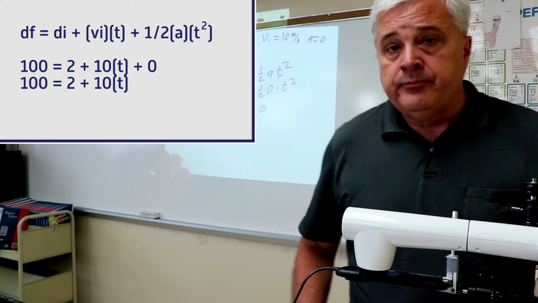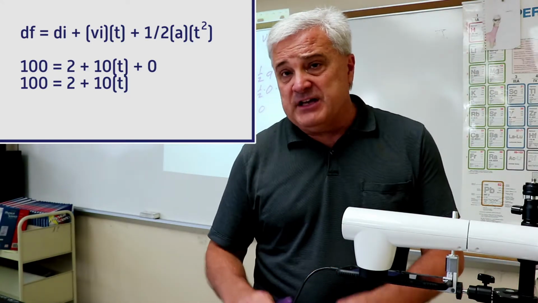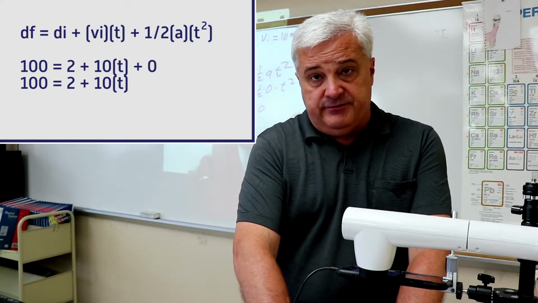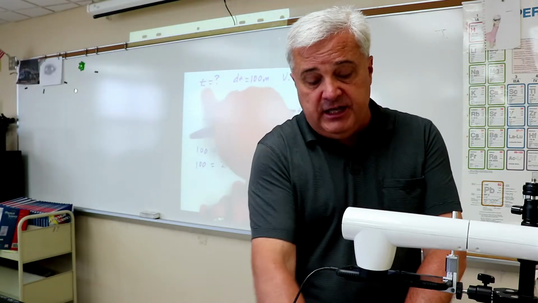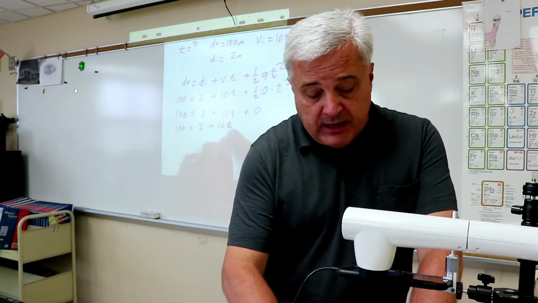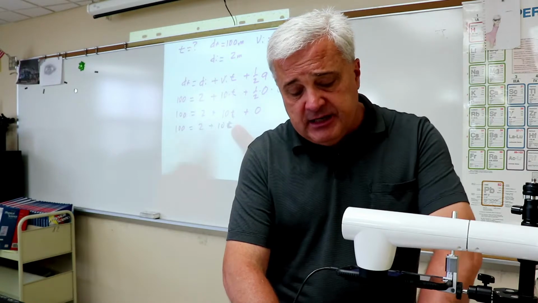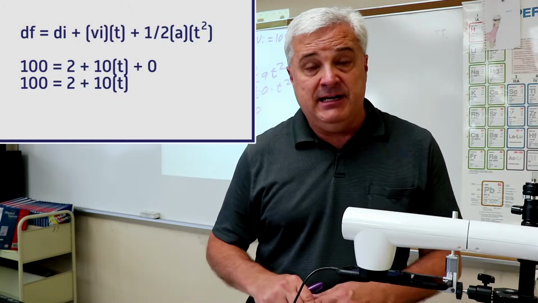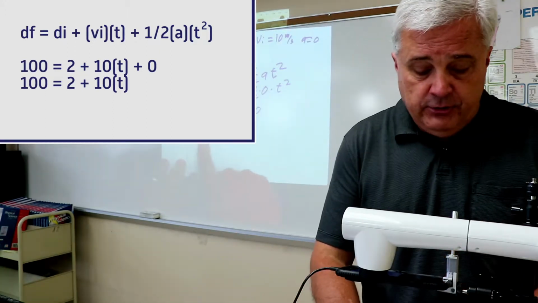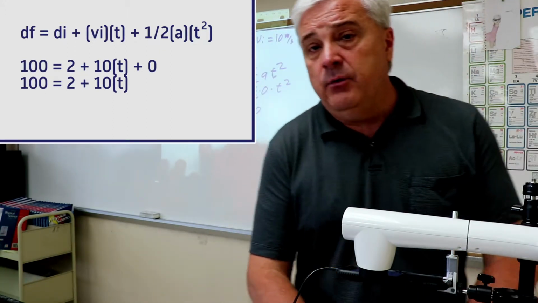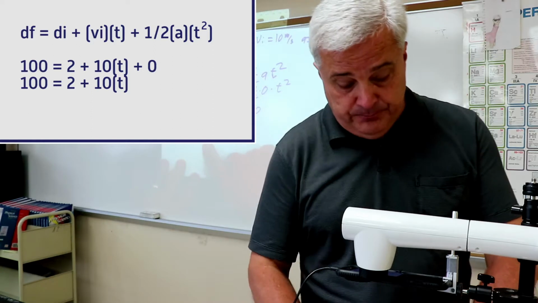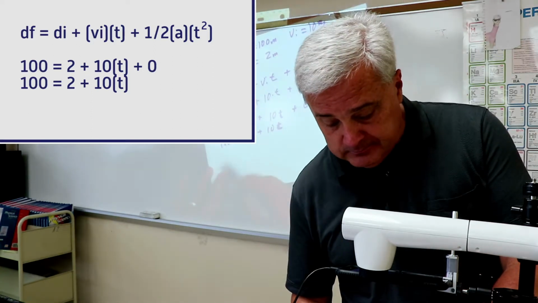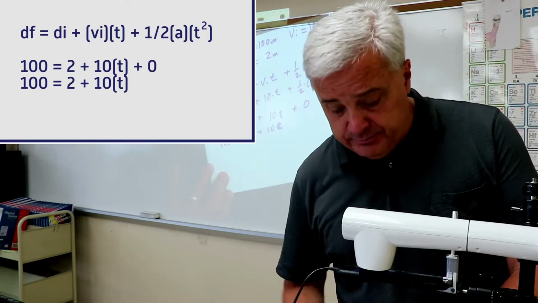Now, if I want to simplify this, I've got to get the T by itself. I've got to get it into this form, T equals. So I want the T by itself, so I'm going to need to get the 2 over there with the 100. Mathematically, we call it combining like terms. In order to get rid of the 2, I want to subtract 2 from both sides. And I'm going to write it out completely.